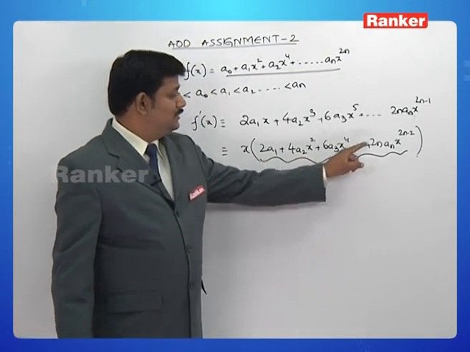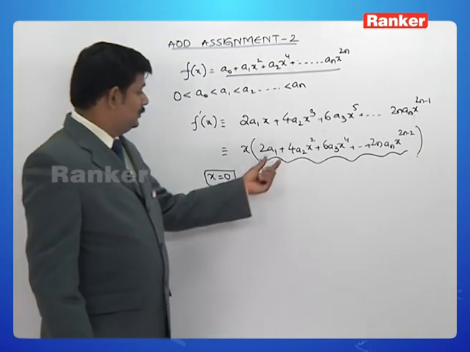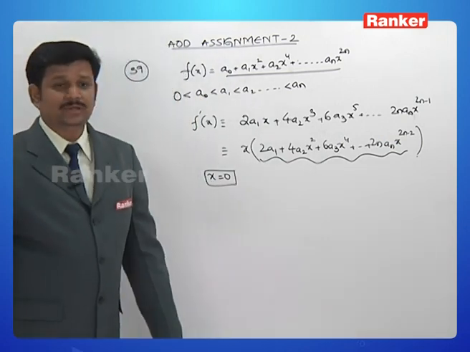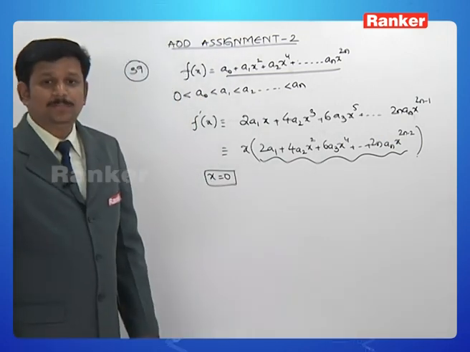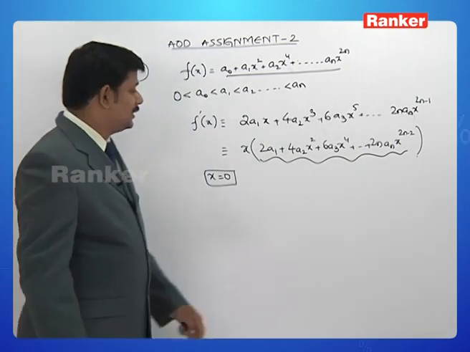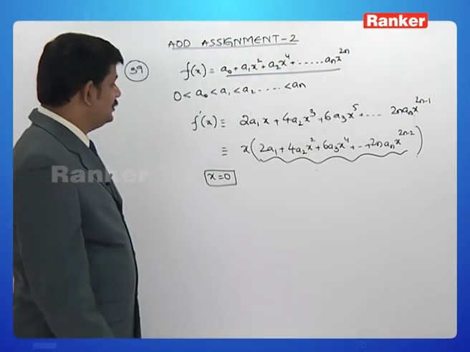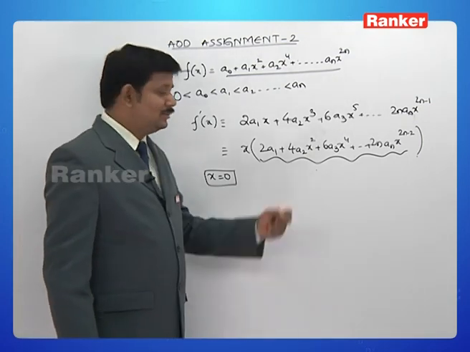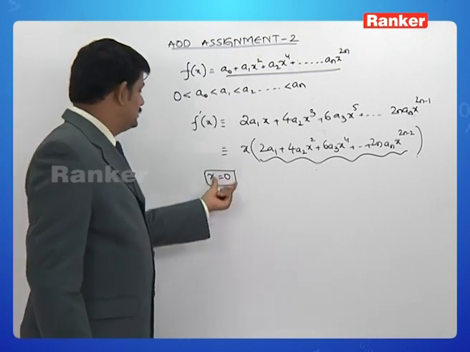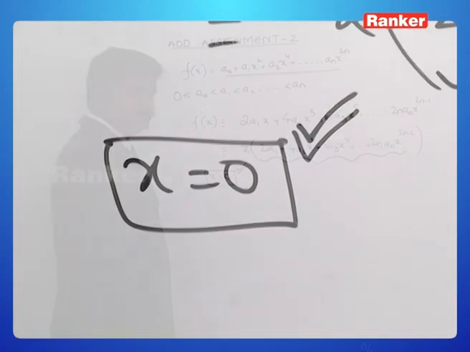a1, a2, a3, so on up to an are all positive numbers. x square, x power 4, so on up to x power 2n minus 2, even powers of x, so all positive numbers. So sum of all positive numbers can never be 0. So only point where f dash x is 0 is x is equal to 0. So there is only one critical point, x is equal to 0.